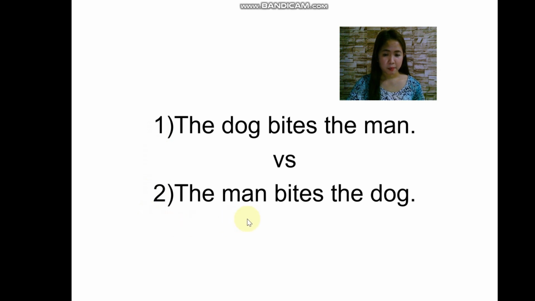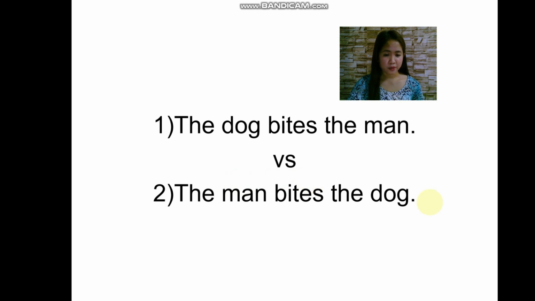The man bites the dog. If we analyze the word order in the sentence, we also have the subject, verb, object. The man is considered the subject. The verb is the word bites. And the object is the word dog because it answers the question, what? The man bites what? And the answer is the dog. Again, we have the pattern SVO.